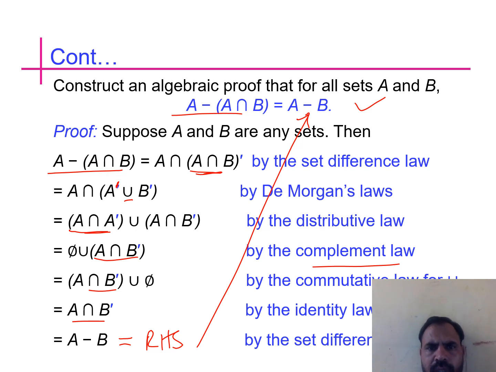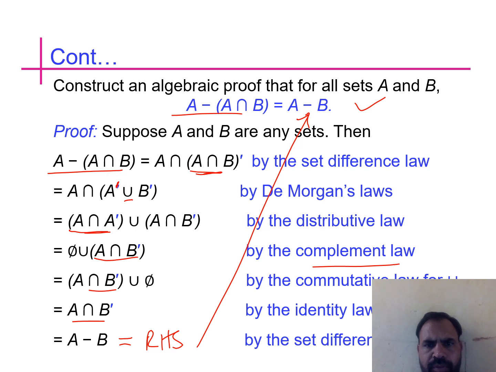Construct an algebraic proof that for all sets A and B, A minus A intersection B is equal to A minus B, or maybe A difference B. We suppose A and B are sets, then A minus A intersection B is equal to A intersection (A intersection B) complement.